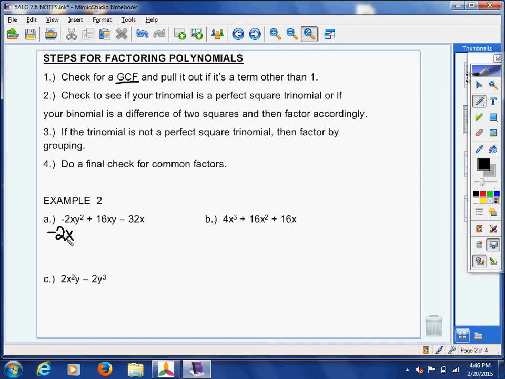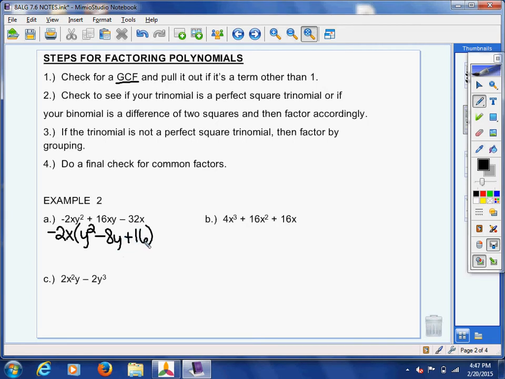Can't pull any y's out. That last term, 32x, does not have a y. So therefore, y is not common to all 3 terms. All right, so let's see what we left behind. -2x times what is -2xy squared? That would be y squared. You nailed it, okay? -2x times what is positive 16xy? That would be -8y. And then -2x times what is -32x? And that would be positive 16.